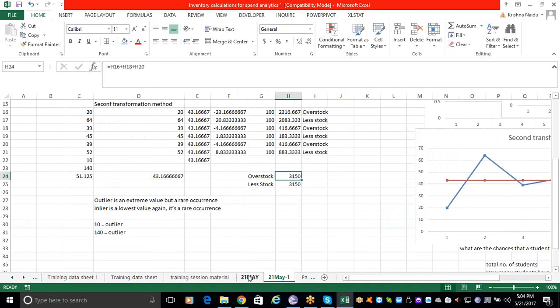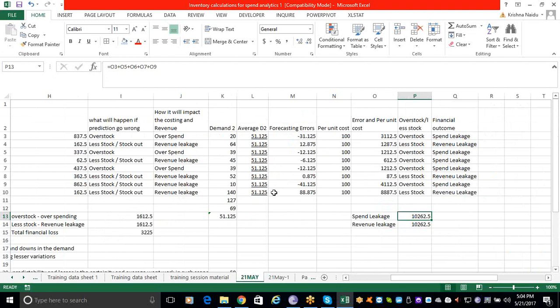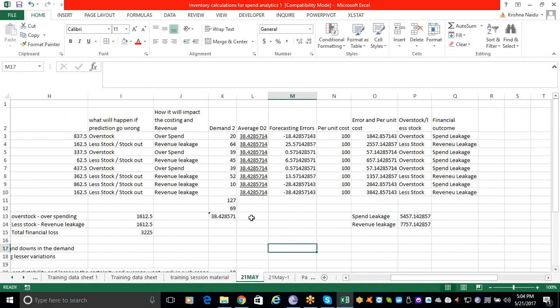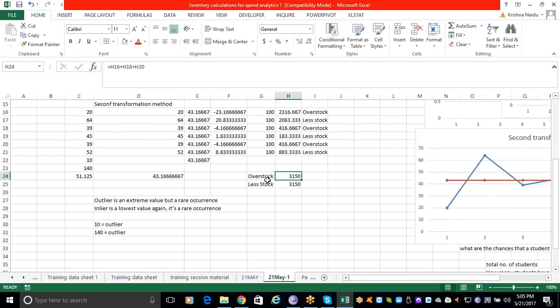But we have to compare again. We have to remove the outliers. Okay? We'll remove the outliers and see how much outlier inlier here. 140 I have done, and 10 I have removed from here. So now if I remove 54 and 10, my spend leakage is 7,650. And if I use this average, it is 3,150. There is a huge savings.